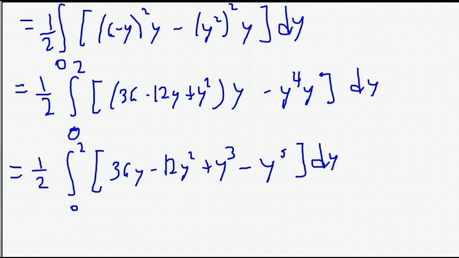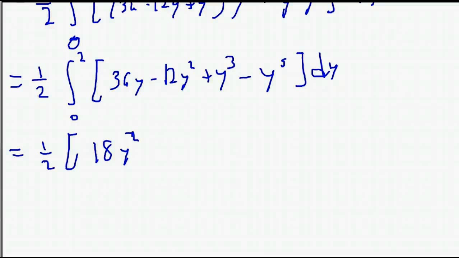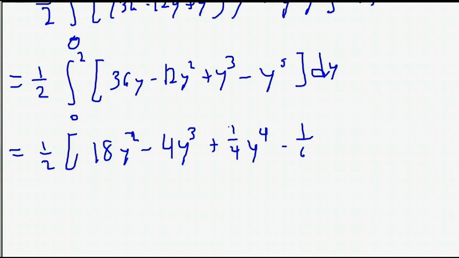So we're just going to integrate term by term, finding the antiderivative term by term. Don't forget about the 1/2 in front. We get 1/2 times 36 times the antiderivative, y squared over 2. 36 over 2 is 18, so we have 18y squared. Similarly, the antiderivative of 12y squared is 12 times y cubed over 3, which is 4 y cubed, plus 1/4 y to the 4th, minus 1/6 y to the 6th. Then we evaluate our antiderivative from 0 to 2.